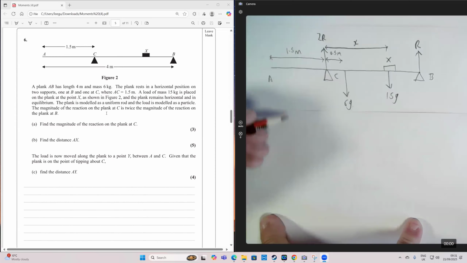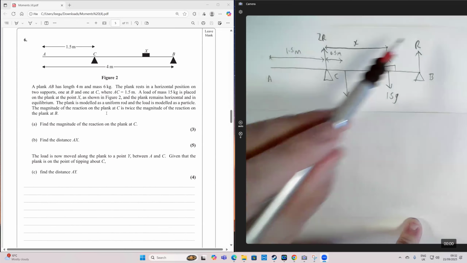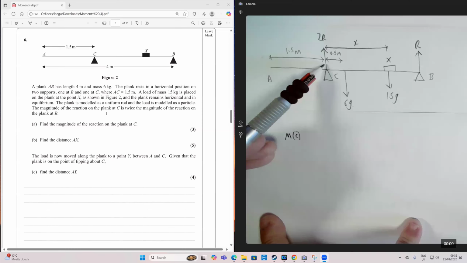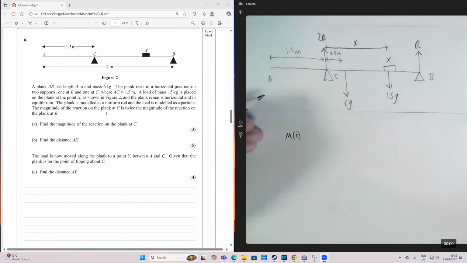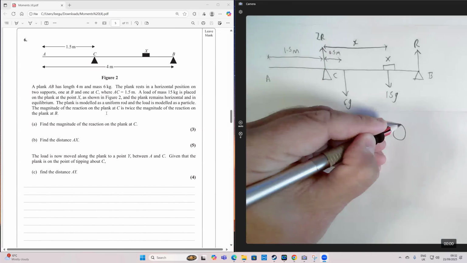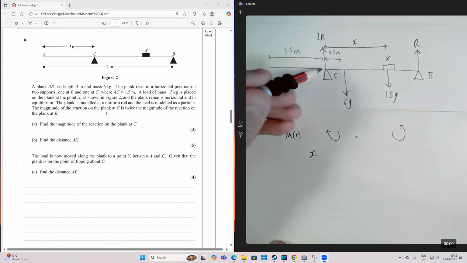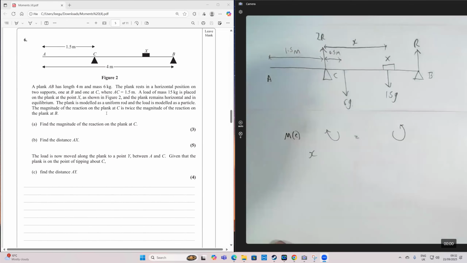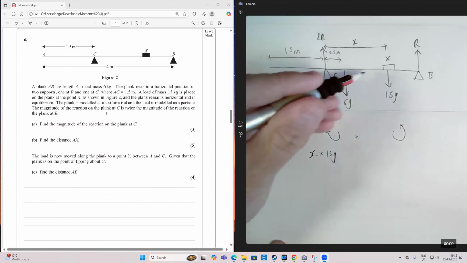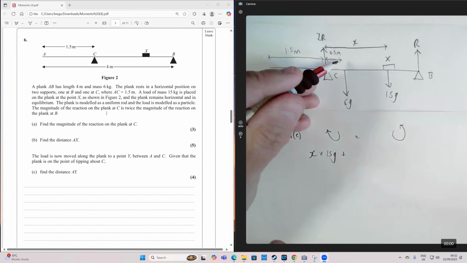If I now take moments, you always have to be careful about where you take moments about. If I take moments about C, that's going to be really useful to me because I know what R is, I know everything else. The only thing I don't know then would be the X. So I'm going to choose to take moments about C. It's in equilibrium, so the sum of the clockwise moments is going to equal the sum of the anti-clockwise moments. So let's think about our clockwise moments. We've got X, the distance of the object from C, times by 15G. That's our clockwise moment. We've also got a clockwise moment here from the center of mass of 0.5.